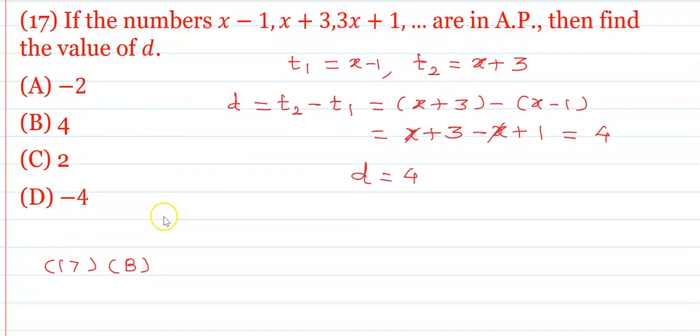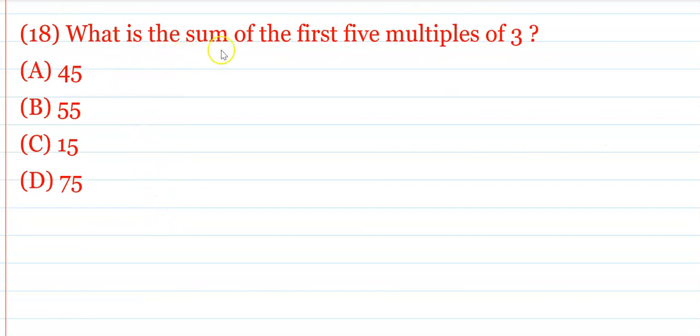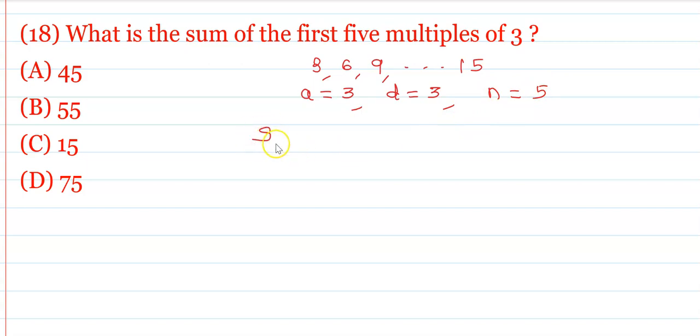Okay, now the next question: what is the sum of first 5 multiples of 3? 5 multiples of 3 means the first term 3, 6, 9, and the last will be 15. Here a is equal to 3, d is equal to also 3, n is equal to 5. Therefore here we will apply the formula. Which formula will we apply? Sn is equal to n upon 2 in bracket 2a plus n minus 1 into d.